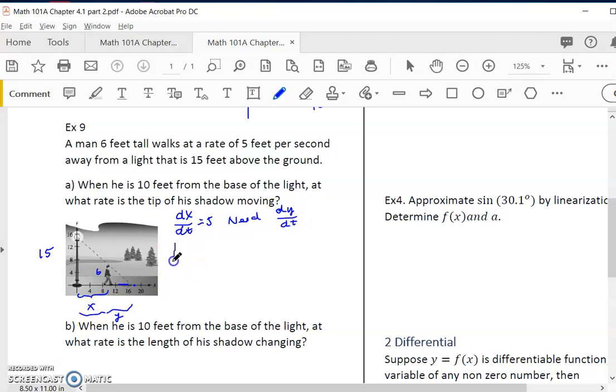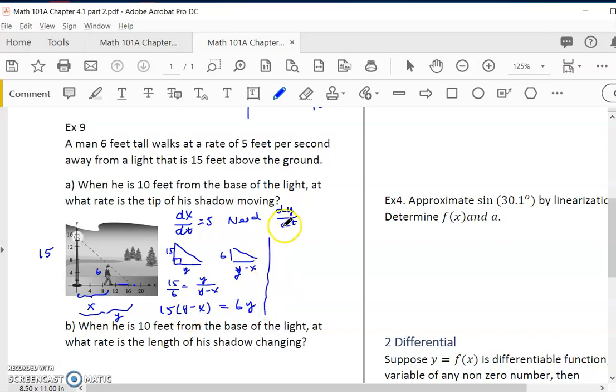It turns out that they are related by a similar triangle again. So the big triangle is 15 and y. The small one is 6 and what is this? y minus x. So we can just use 15 over 6 is equal to y over y minus x to relate them. 15 times y minus x is equal to 6y.